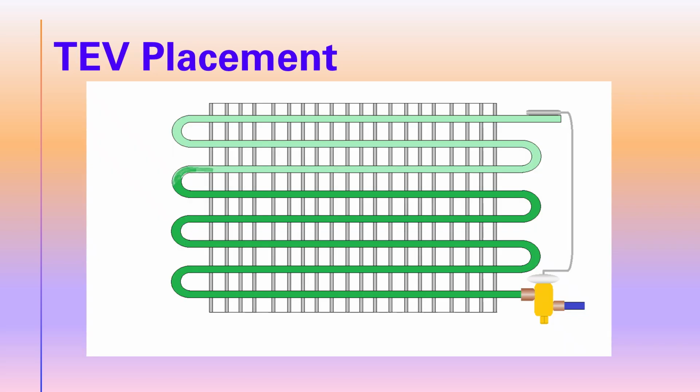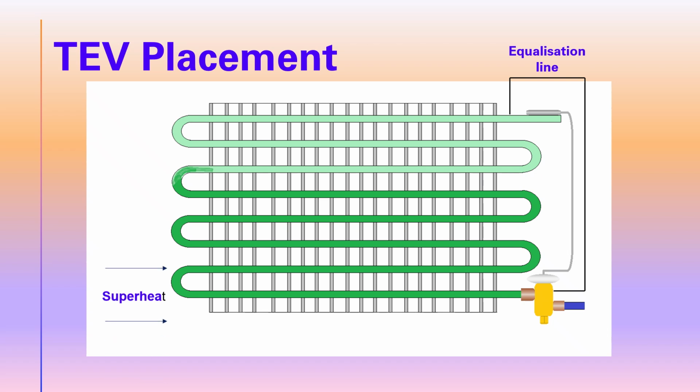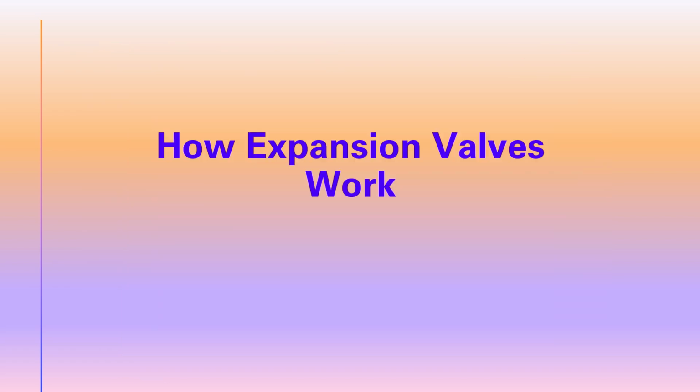You can see a diagram of an expansion valve with its sensing element. It's on the outlet of the evaporator, and that's sensing the temperature there, but we also fit the equalization line so that not only is it sensing the temperature at that point, but also the pressure at that point. Okay, so let's jump into how expansion valves work.